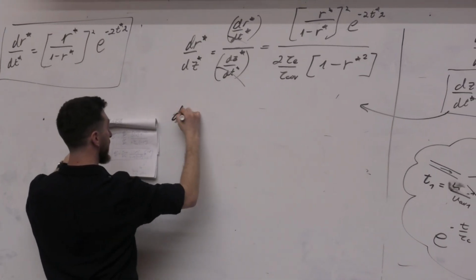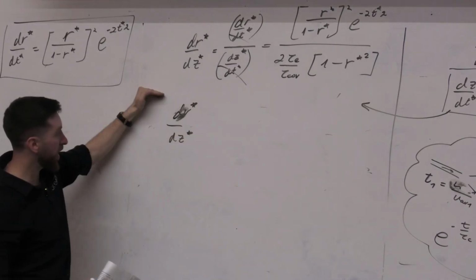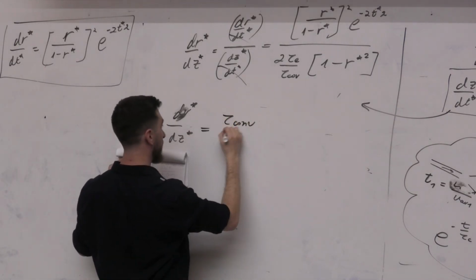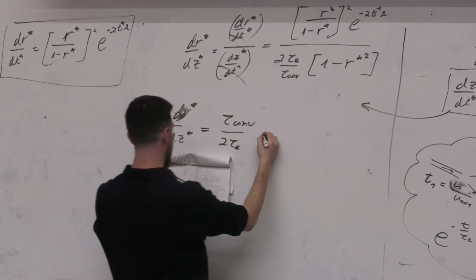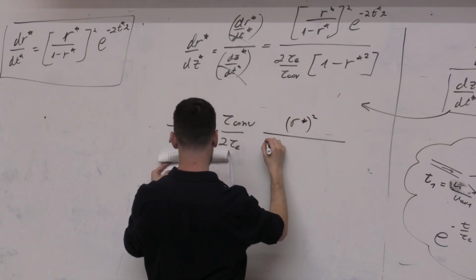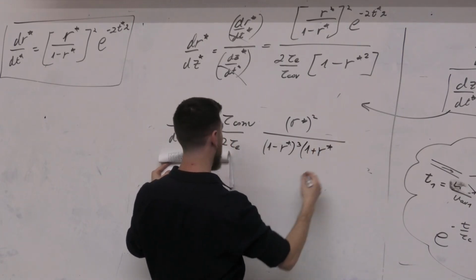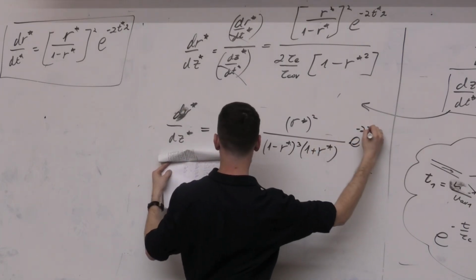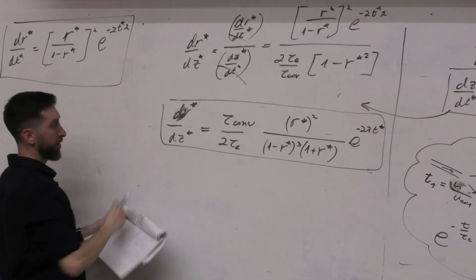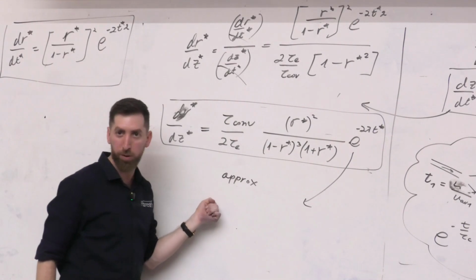So this is equal to dr star, for every cylinder that starts from 0 to 1, that ends from 0 to 1, behaves like tau conv over 2 tau e, r star squared, 1 minus r star to the third, 1 plus r star, multiplied by e to the minus 2 lambda t star. Okay? Very important equation. Let's take a break for 10 minutes and then reveal what we got. Okay?